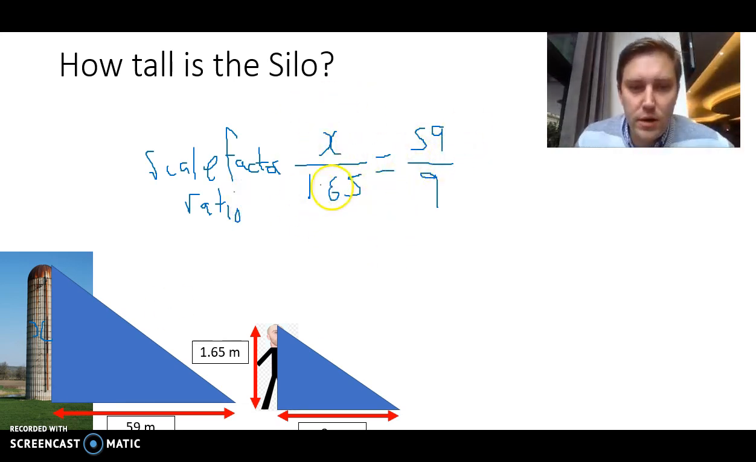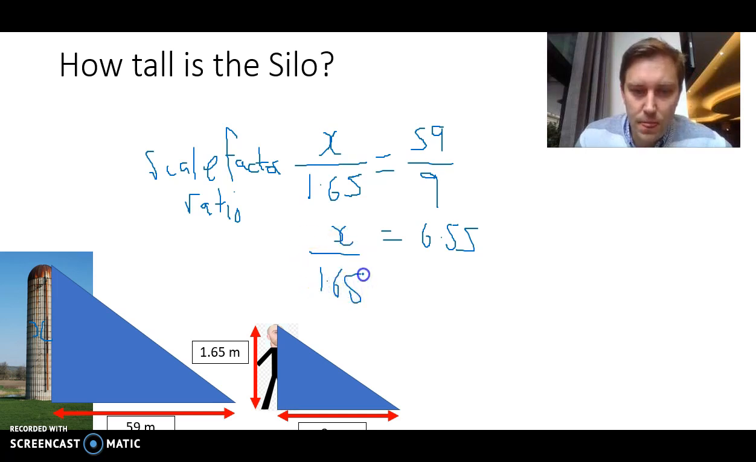Now what we need to do is solve for x. If I have a look at this side over here, that's quite easy. I can plug that into my calculator, and 59 divided by 9 is 6.55. I haven't done anything to my left hand side yet. So how do I get x by itself over here? I've got x divided by 1.65. How do I get rid of that 1.65? Because it's a divide, I do the opposite: 1.65 times. Golden rule of mathematics, what you do to one side, you have to do to the other.